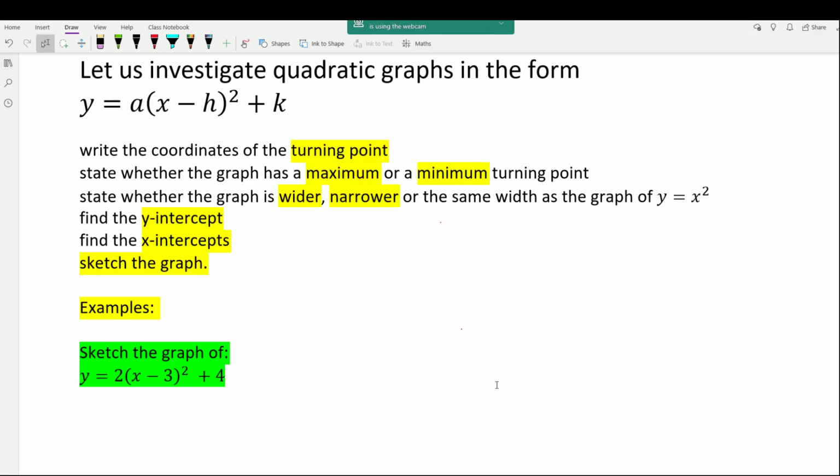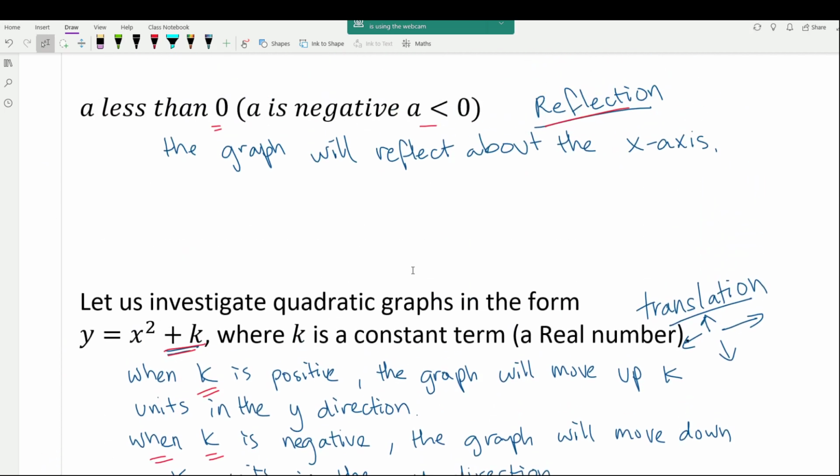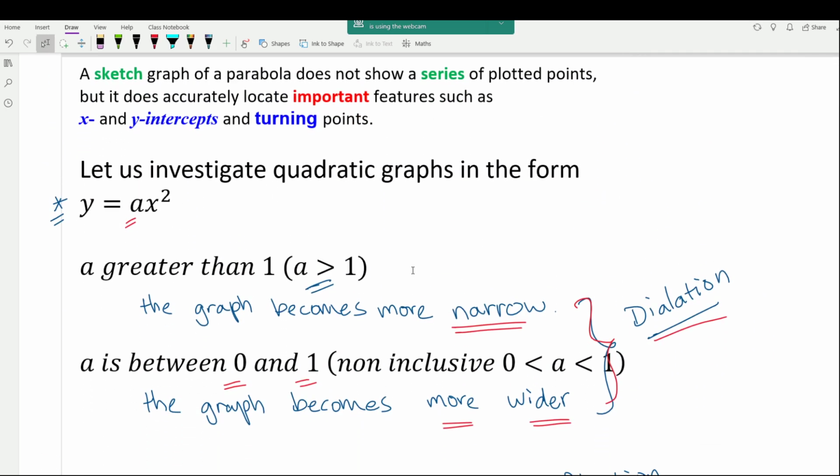So we want to learn how to sketch this graph. So get my pen up. Okay, that graph there.